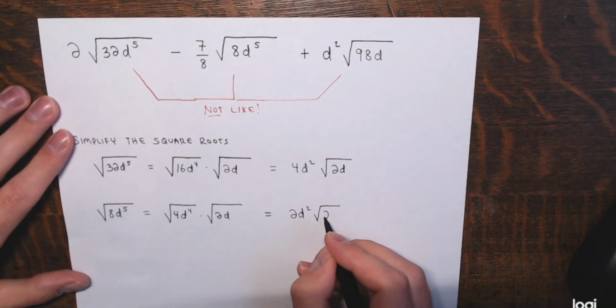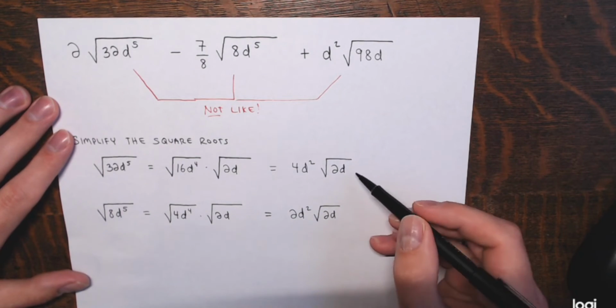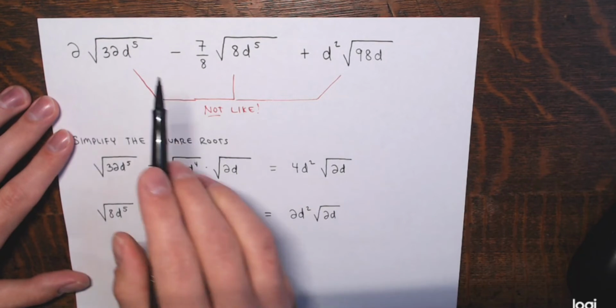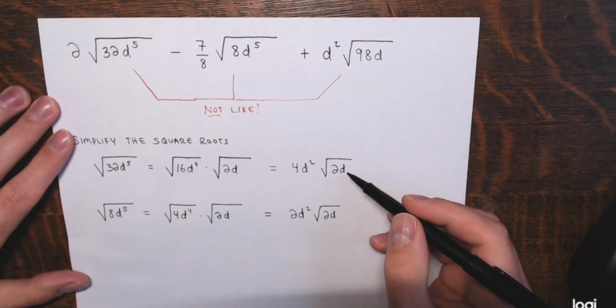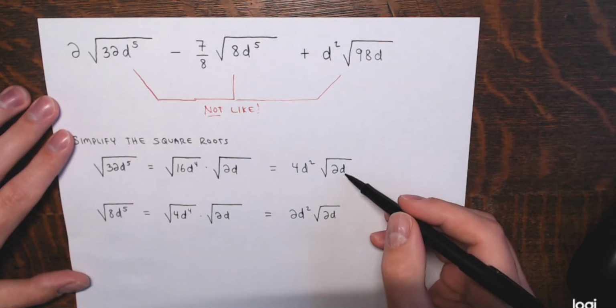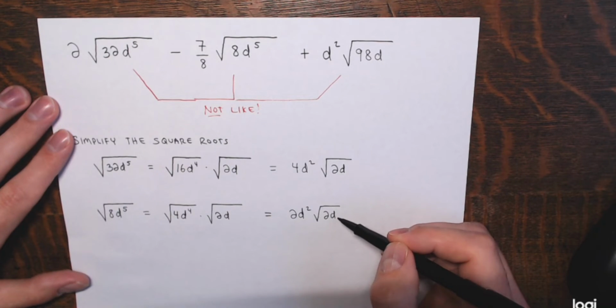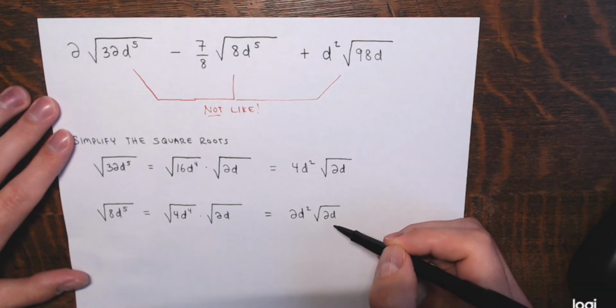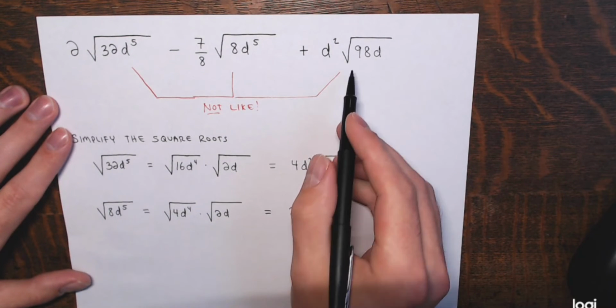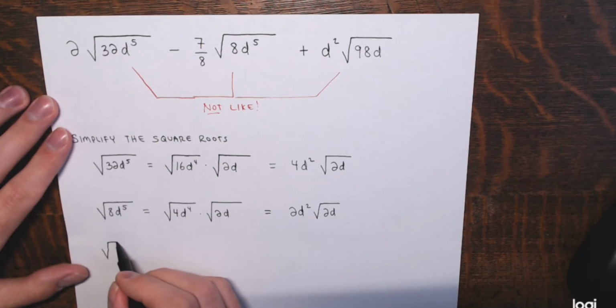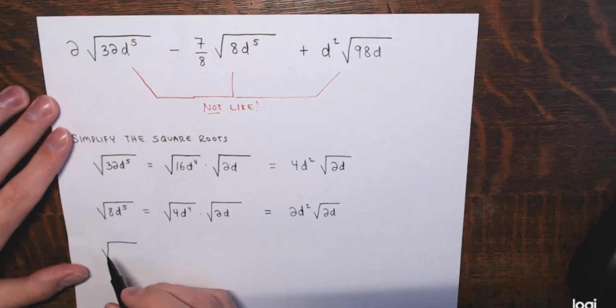And now hopefully you're seeing what's happening here. The square roots initially are not like, but once I simplify them, you see that they're going to become like square roots. Both of these have the square root of 2d now. They have the same radicand. And then the final square root, before I actually get into simplifying the whole expression, the square root of 98d.